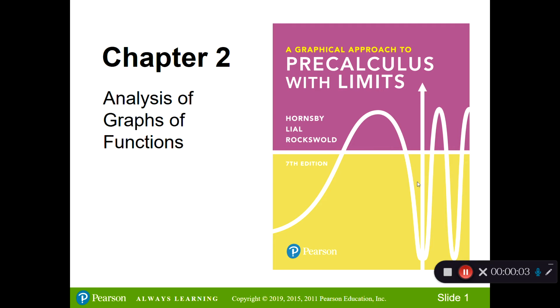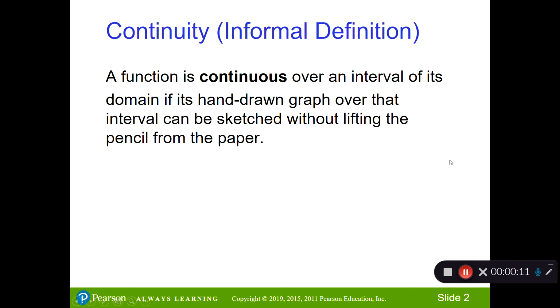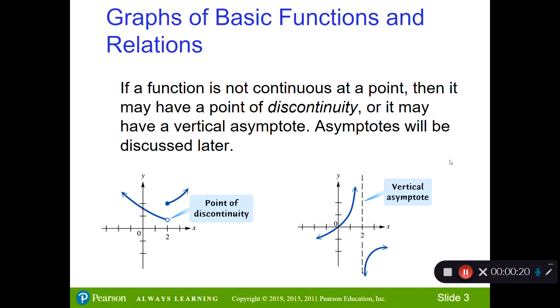This is a very brief overview of graphs of functions. We're reviewing some of the concepts that we learned in college algebra. So first of all, looking at continuity, a function is continuous if you can draw it without lifting your pen from the paper. So looking at this, where can I see that it is continuous?